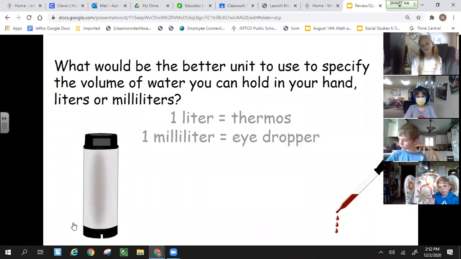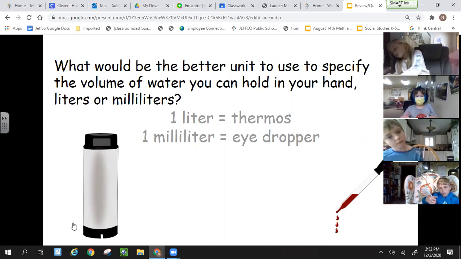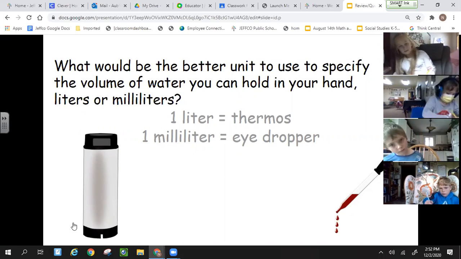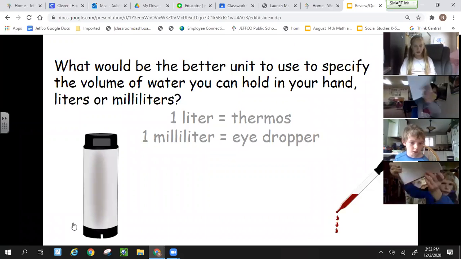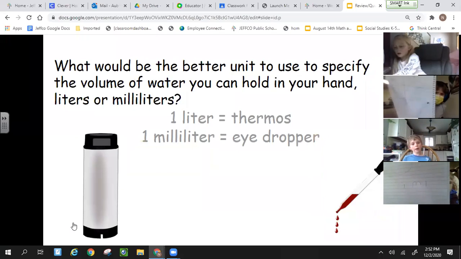Nice. All right. What would be the better unit to use to specify the volume of water you can hold in your hand? Liters or milliliters? Remember your benchmarks. 1 liter is about what a thermos can hold. A milliliter's like just a couple drops out of that eyedropper. Write your answer. You can do L or mL. You can use the abbreviation. mL.